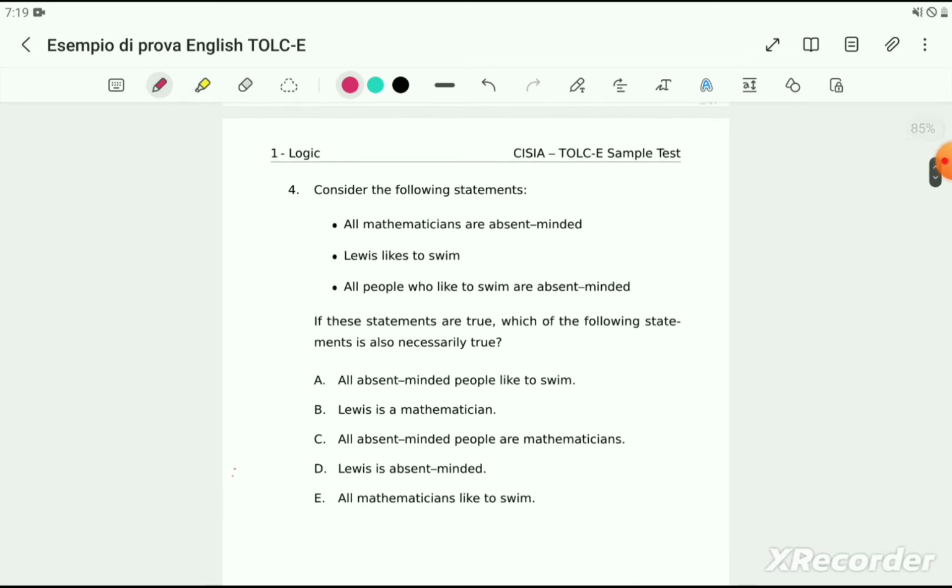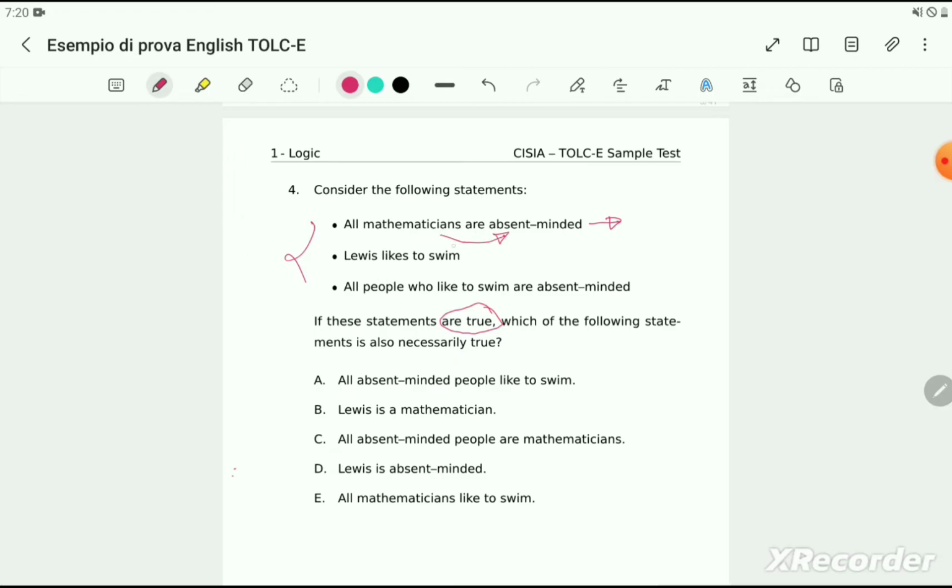Consider the following statements. All mathematicians are absent-minded. Louis likes to swim. All people who like to swim are absent-minded. If these statements are true, which of the following statements is also necessarily true? So there are three statements. Number one, all mathematicians are absent-minded, and we have to believe that these statements are true. So forget about your disagreement. That means we believe all mathematicians are absent-minded.